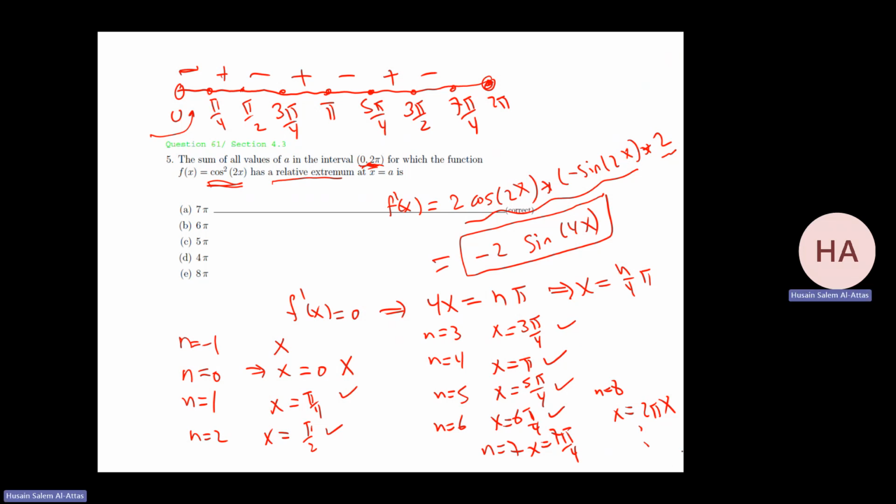Yeah, this is positive. Check points, yeah. So how many relative extrema? We have all of them as relative extrema, either local minimum or local maximum, relative minimum or relative maximum. So what is the sum?